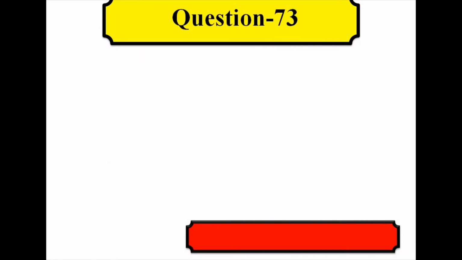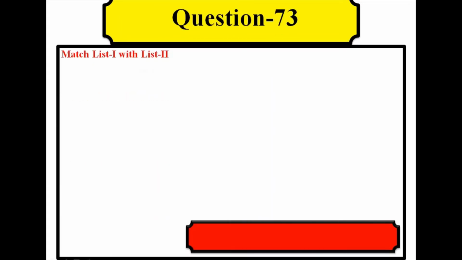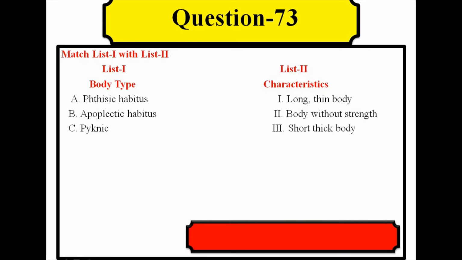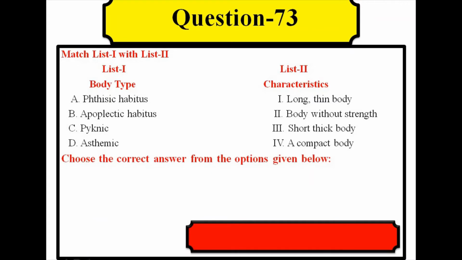Question 73. Match List 1 with List 2. Body type and characteristics. A. Phthisic habitus - 1. Long, thin body. B. Apoplectic habitus - 2. Body without strength. C. Pyknic - 3. Short thick body. D. Asthenic - 4. A compact body. Choose the correct answer from the options given below.